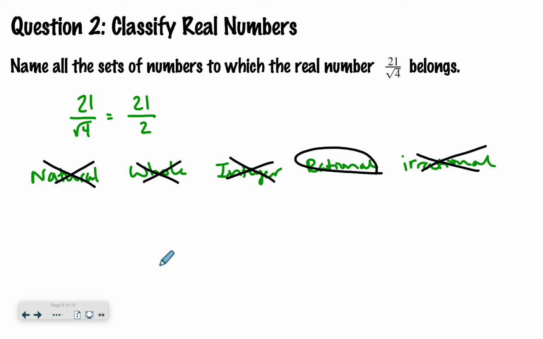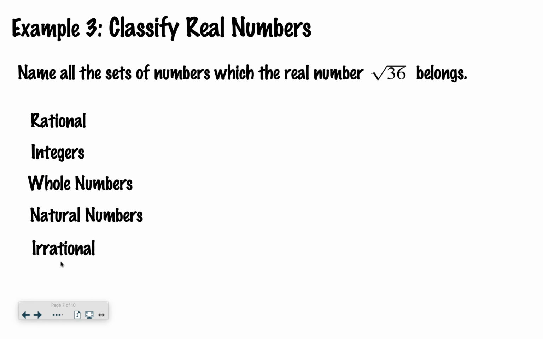All right, for this problem, hopefully you figured out, okay, 21 over the square root of 4, well, the square root of 4 is 2. So I'm going to say 21 over 2 instead. And 21 over 2 is not a natural number because that's not something we would count. It's not a whole number because it's not 0 or a number we would count. It's not an integer because it would have a decimal, but it is rational because the decimal would end, and it can be written as a fraction. So this is a rational number. This is not irrational.